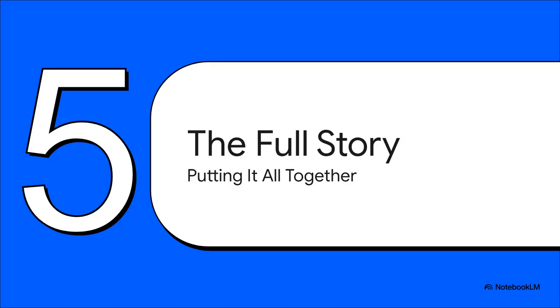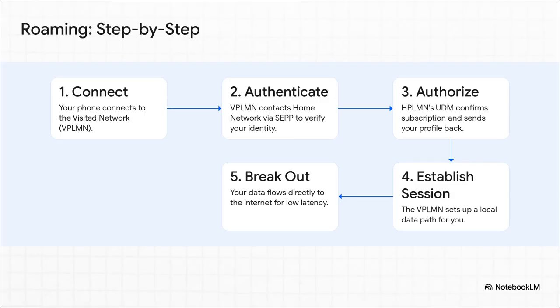All right, we've seen the highway, we've visited the control tower, and we've met the Border Patrol. Let's put the whole story together now, from the moment you turn on your phone. Here's how it all happens, step by step. 1. Your phone connects to the local visited network. 2. That network immediately contacts your home network through that secure SEPP gateway to check who you are.